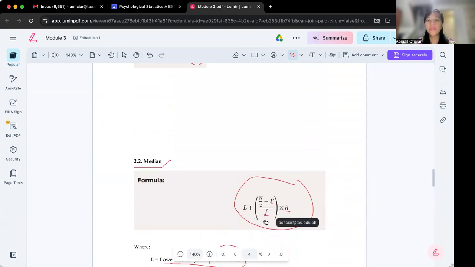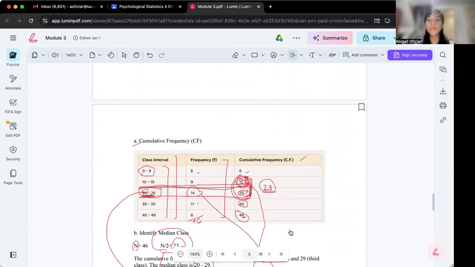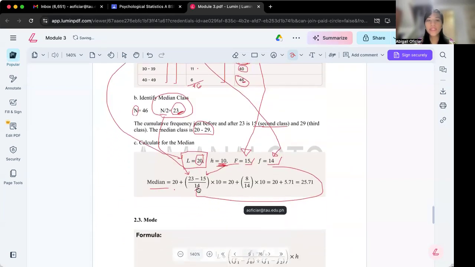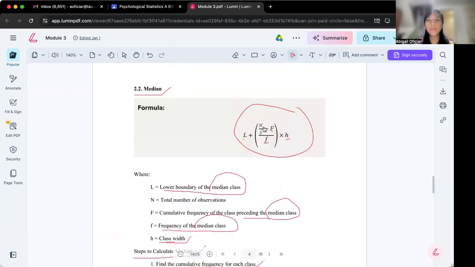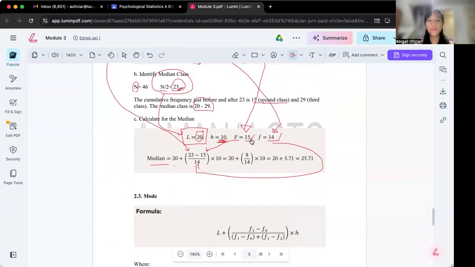So, see? No? So, that's the F. Now, okay, you have to multiply that to the H, which is 10. Okay, so andyan na yung mga values natin. No? So, we will compute the equal sign. 20 plus, we subtract 23 minus 15, that's 8, over 14 times 10.